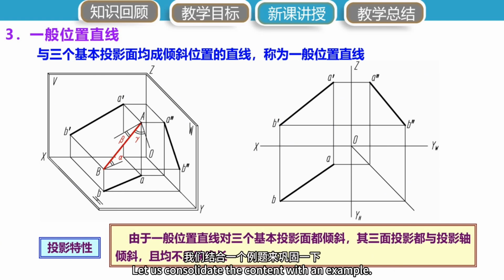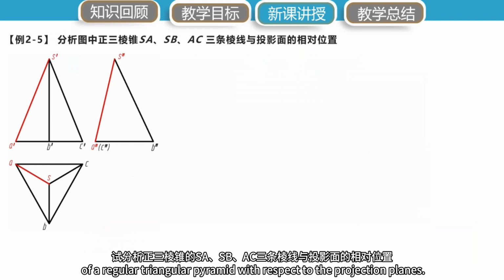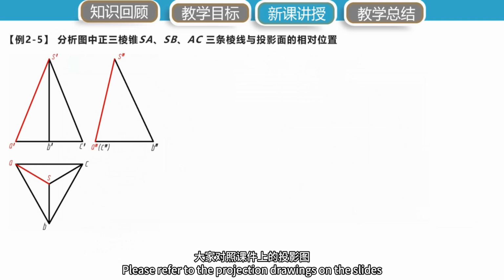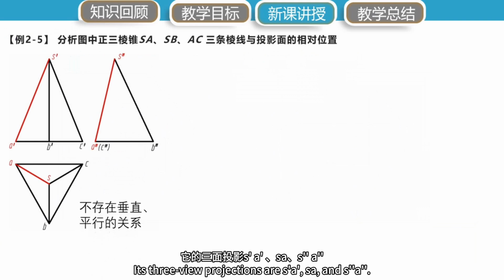Let us consolidate the content with an example. Analyze the relative positions of edges SA, SB, and AC of a regular triangular pyramid with respect to the projection planes. Please refer to the projection drawings on the slides, and follow the analysis step by step. First, consider edge SA. Its three view projections are s' a', sa, and s'' a''.